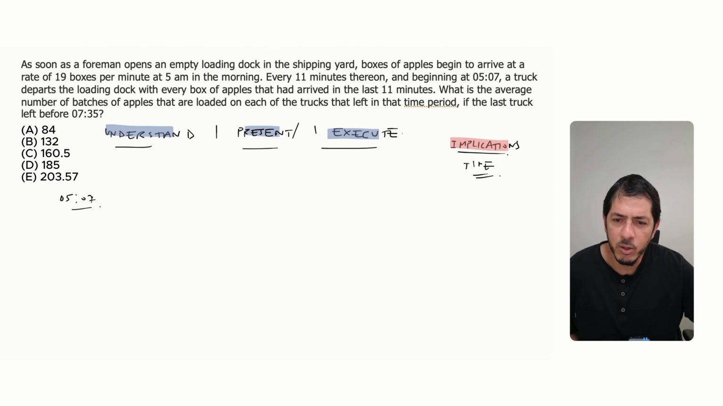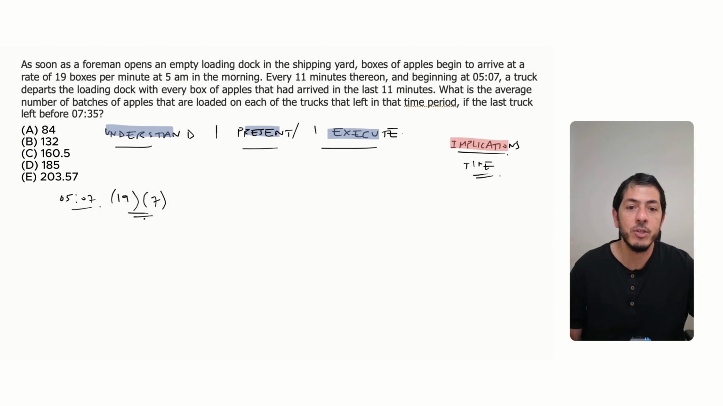So at 5:07, they all depart, and how many had been shipped? Well, it's 19 boxes per minute for the amount of time since 5 a.m., so that's 19 times 7. So 19 times 7 boxes have been shipped. You may have the temptation during the test to just say, okay, you know what 19 times 7 is, and then actually determine this number, but don't do that yet.